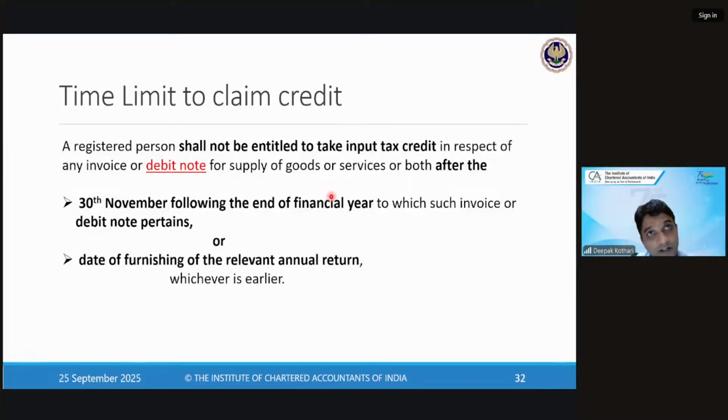Annual returns need to be audited. It has to be audited, not by an auditor, but verified with the audited financials and the GSTR 9 through another return called GSTR 9C.